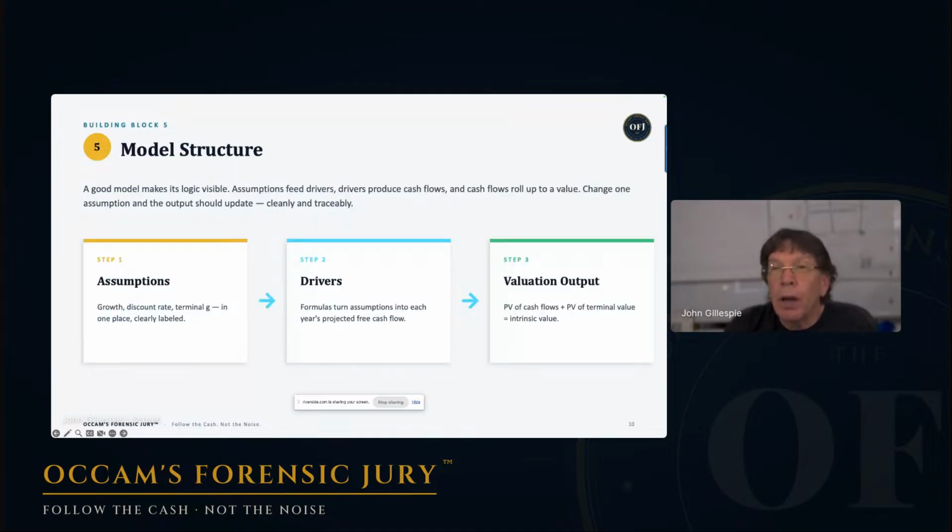So anyway, here we have the model structure. A good model makes its logic visible. The assumptions feed drivers. Drivers produce cash flows, and the cash flows roll up to a value. Change one assumption, and the output should update cleanly and traceably. So your model is all about assumptions.